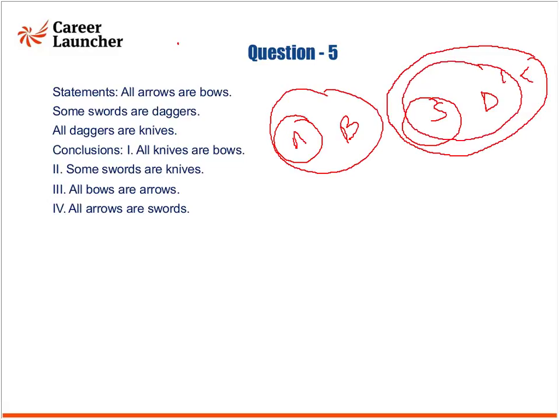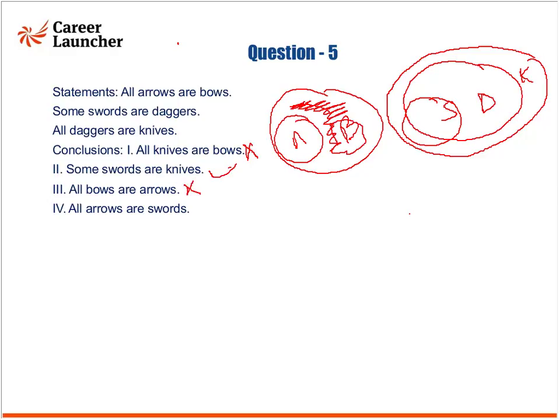Now all knives are bows. No, they are poles apart. They are in two different sets. Some swords are knives. Okay, yeah, this is following. Some swords you can see they are knives. All bows are arrows. All bows are not arrows because this remaining portion of bows are not arrows. Okay, this doesn't follow. All arrows are swords. Again, we see there is no connection between the two. So, only conclusion 2 follows.